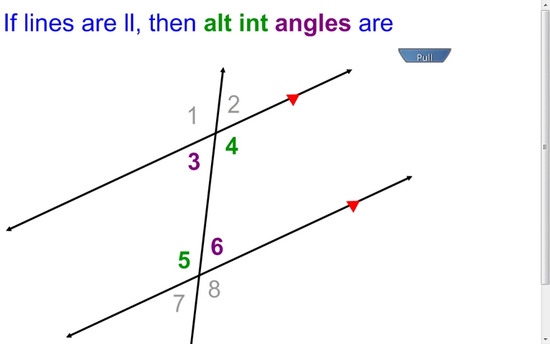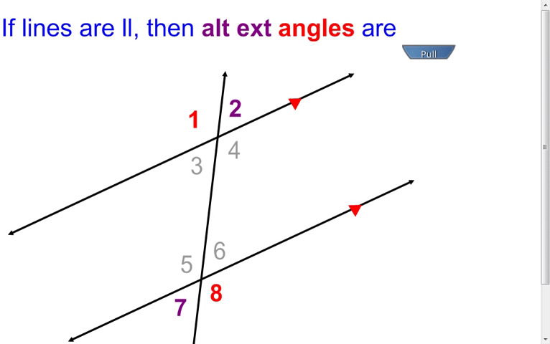If we move on, same picture here, we still have our parallel lines, but this time I'm going to focus on the alternate interior angles. So what am I going to know about angle 3 and angle 6? Well, I'm going to know that those two angles are congruent because the lines were parallel. Now realize, all of this is dependent on having parallel lines.